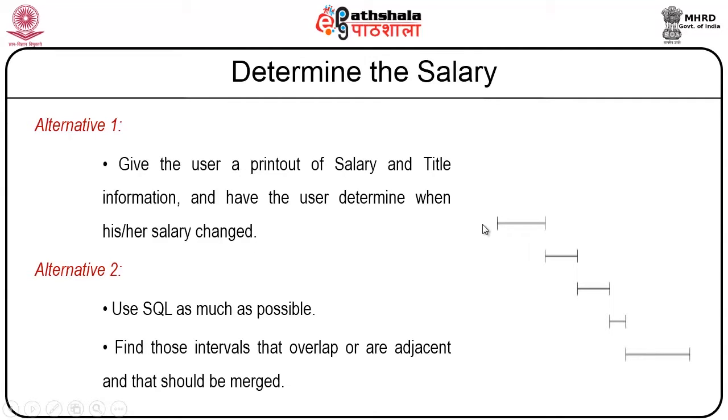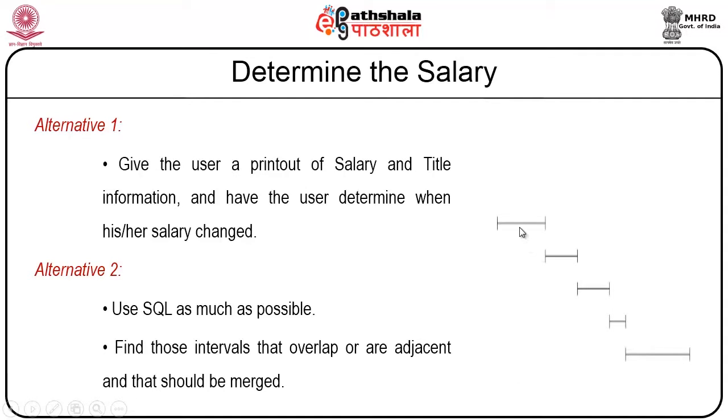This would have changed over a period of time, and maybe between intervals the title, the designation, would have changed. So we can take the salary list and determine from the salary and title information when the salary has actually changed, or we can use SQL as much as possible for finding the intervals that overlap or are adjacent and that could be merged.